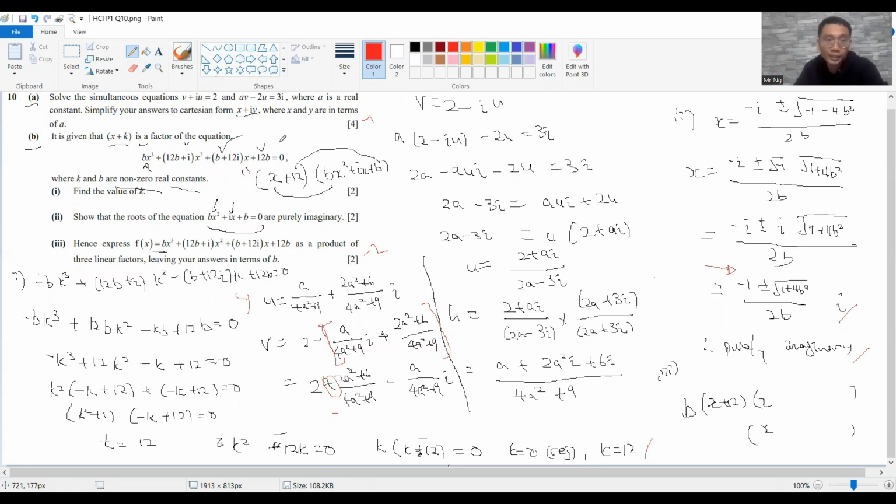Previously, they have already mentioned that one of the factors is x plus k. So k is 12. After that there will be two more factors, because this one is a quadratic. No, sorry, cubic. That's why 3 factors. But with what we have now, we are not able to.